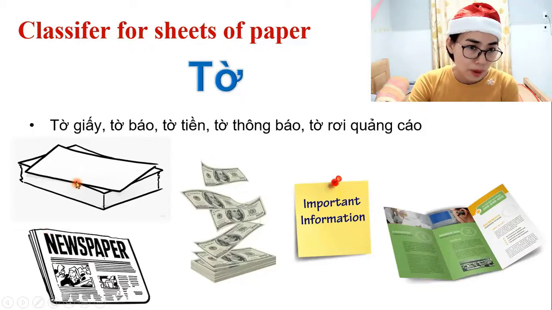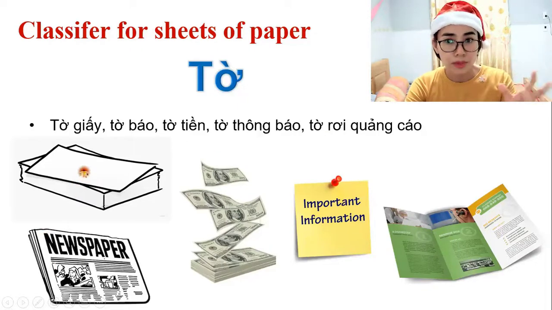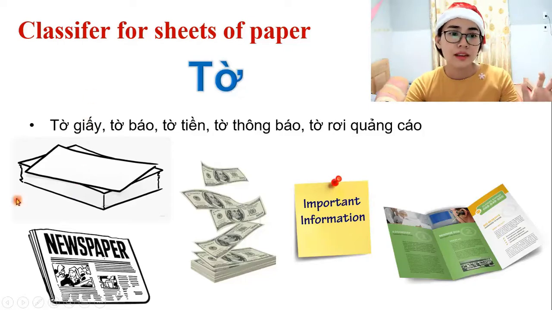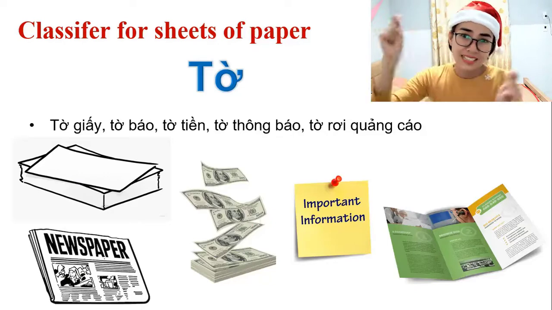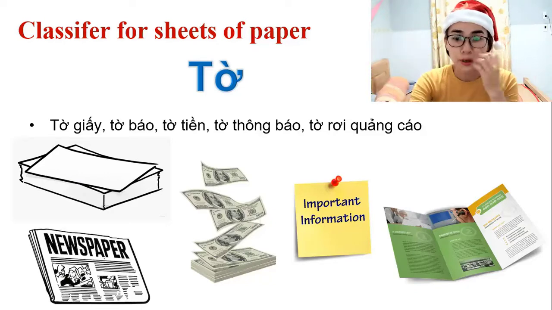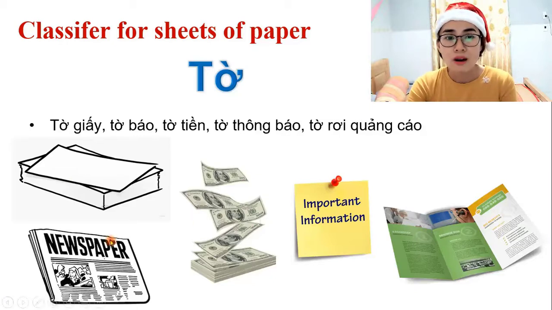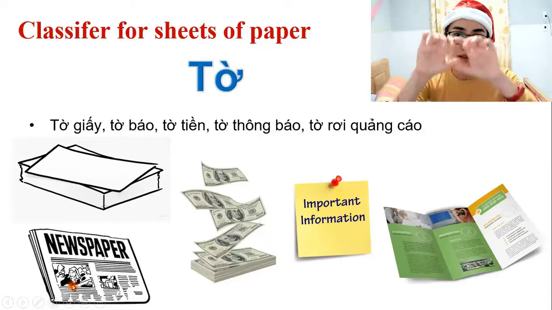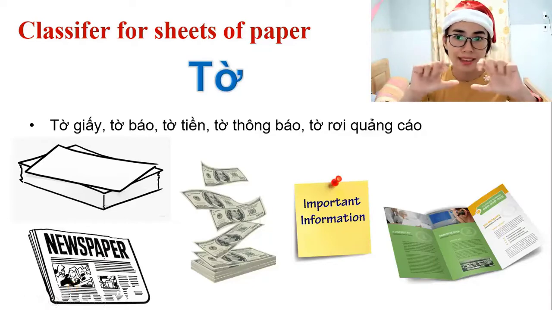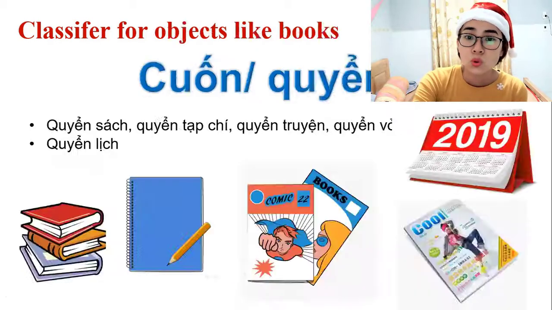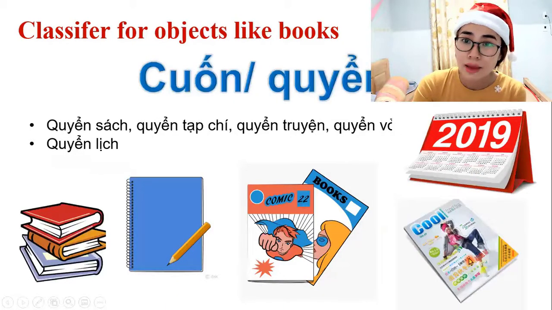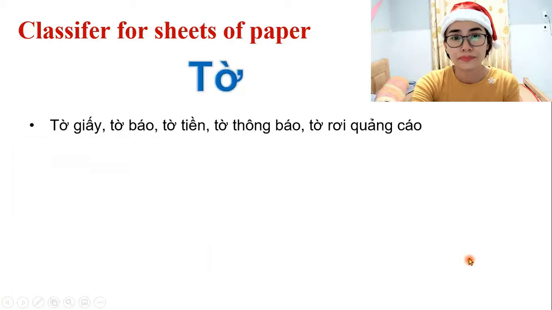So these are single papers that are put on a pile but not bound together. In a newspaper, sometimes you have a staple, but you can easily tear it apart. So tờ báo is still tờ, but when it is a lot and very thick, and they have to use something to bind them, then it comes back to quyển, like this magazine, quyển.